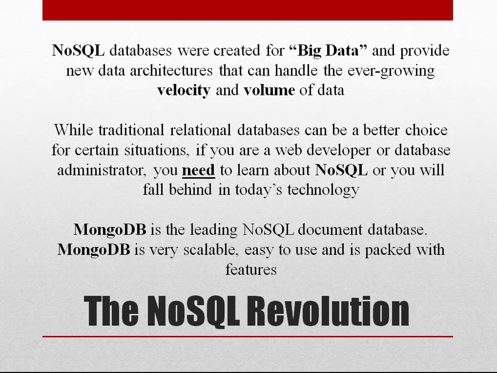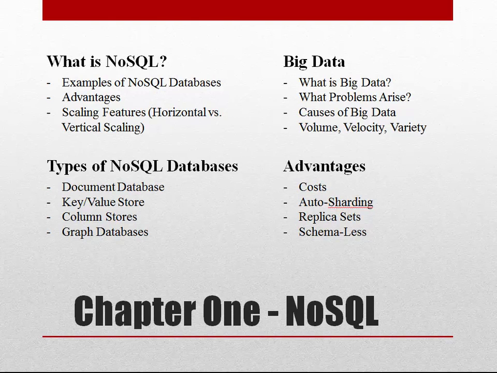MongoDB is the leading NoSQL document database. There's 4 types of NoSQL databases, which we'll get into in a bit. MongoDB is very scalable and has a lot of different features that we'll go over in this course. So let's go through a quick summary of the course. There'll be 5 chapters. In each chapter there are 4 to 6 sections, and each section includes at least one video and the program files for that section.